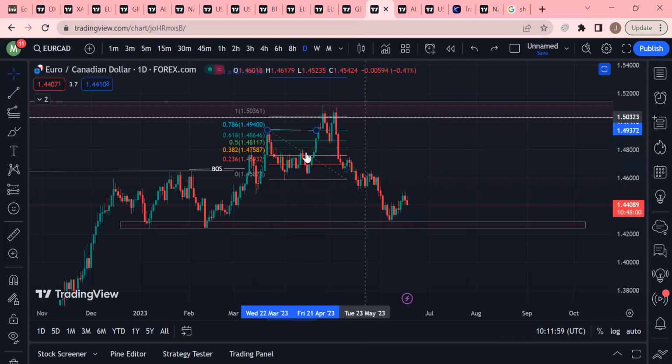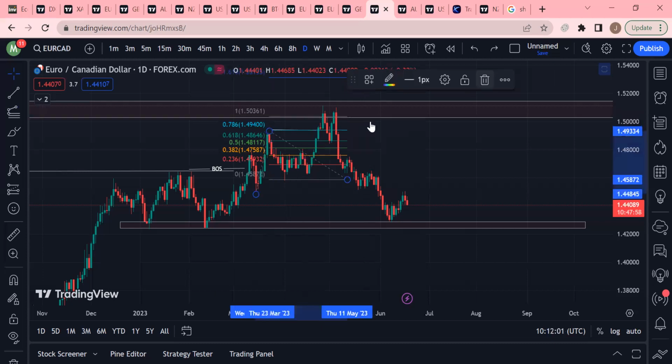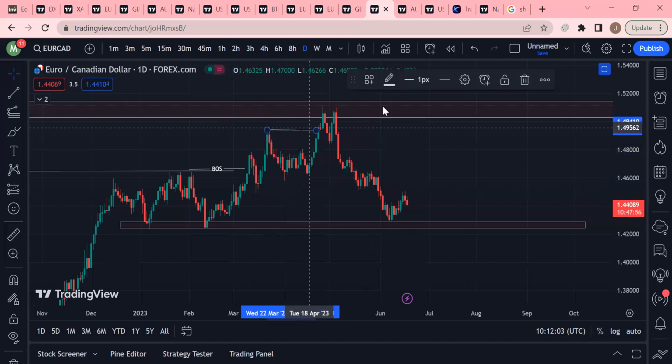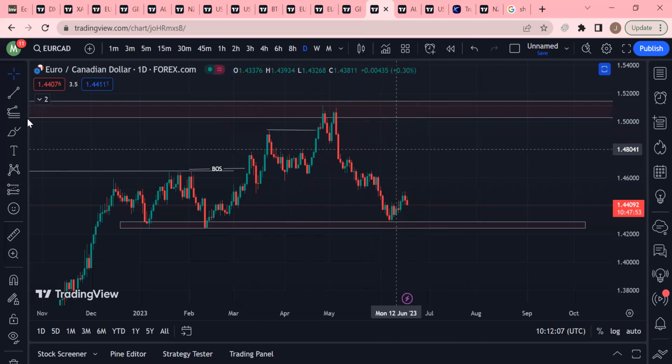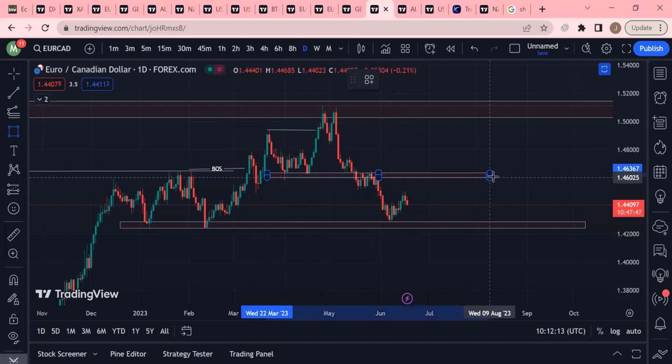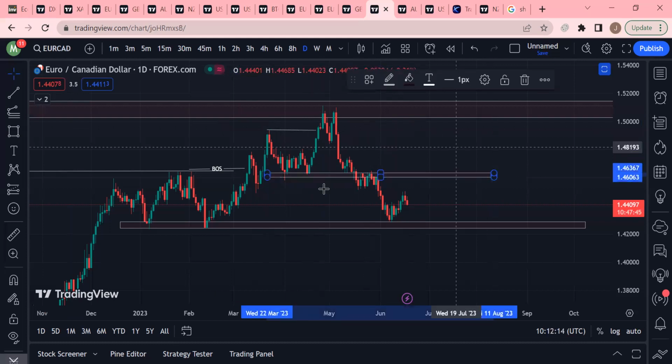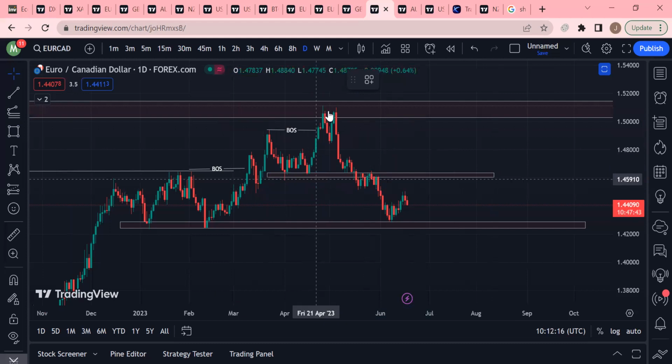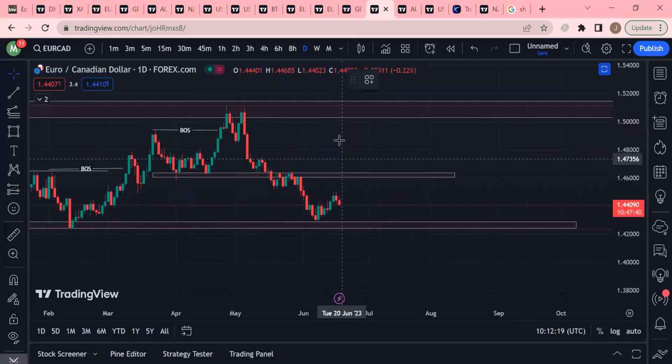So aside from that, we take this off. We'll have another break of structure here. Since we have another break of structure, here now becomes our new support zone. As you can see, we have a new support there, since it's a break of structure. So look at what happened now.